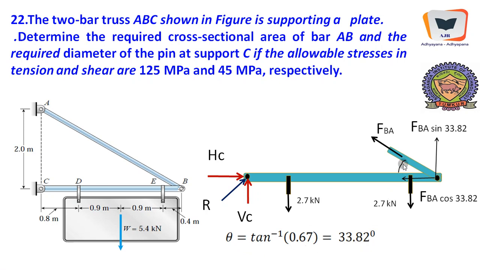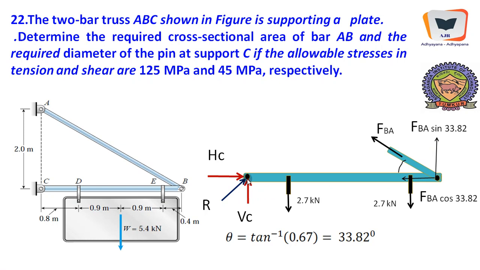This angle is 33.82, and there is a tension force, named FBA, which can be resolved into a horizontal component and a vertical component. This is FBA cos 33.82 and this is FBA sin 33.82.